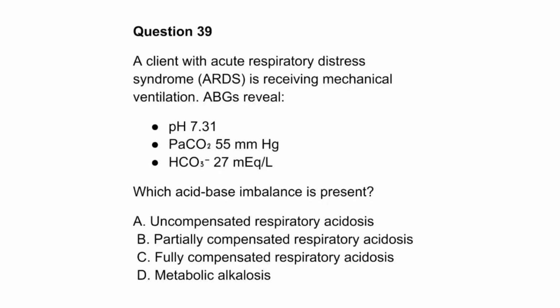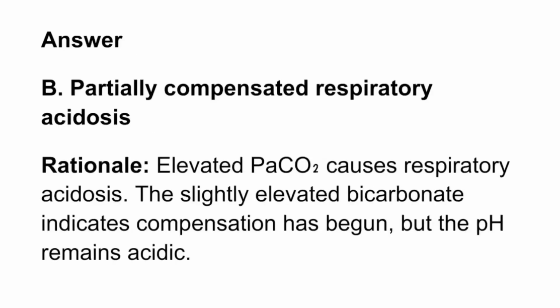Question 39. A client with acute respiratory distress syndrome, ARDS, is receiving mechanical ventilation. ABGs reveal. pH 7.31. PaCO2 55 millimeters of mercury. HCO3 27 milliequivalent/L. Which acid-base imbalance is present? A. Uncompensated respiratory acidosis. B. Partially compensated respiratory acidosis. C. Fully compensated respiratory acidosis. D. Metabolic alkalosis. Answer. B. Partially compensated respiratory acidosis.